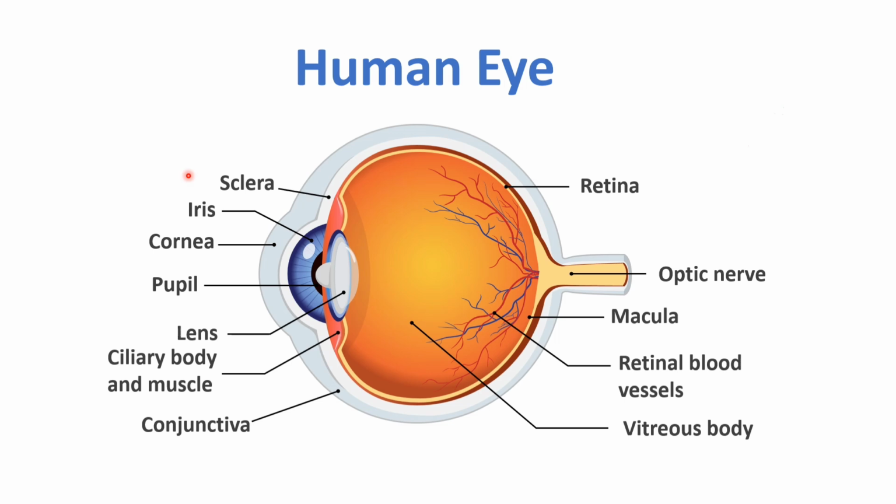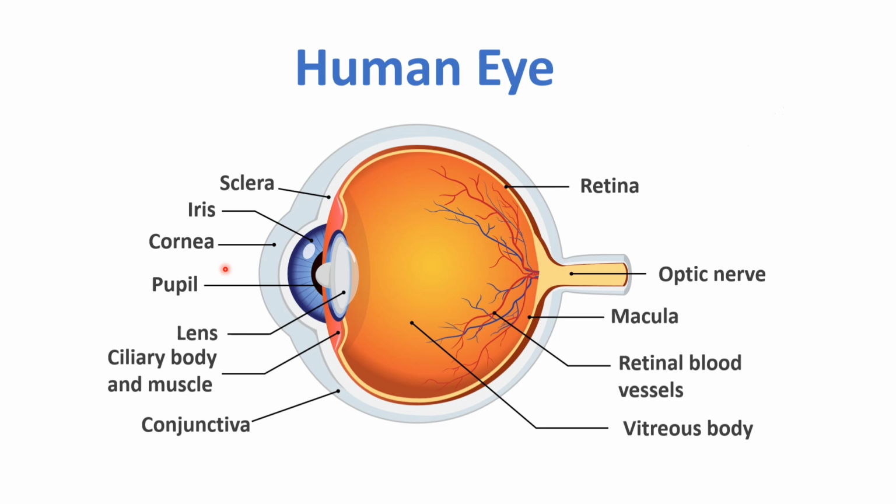Next we are going to see the function of the iris and pupil. The iris regulates the amount of light entering the eye, in daytime and nighttime. In daytime the amount of light entering our eyes is more, so the iris contracts the pupil and allows only a little amount of light to enter.